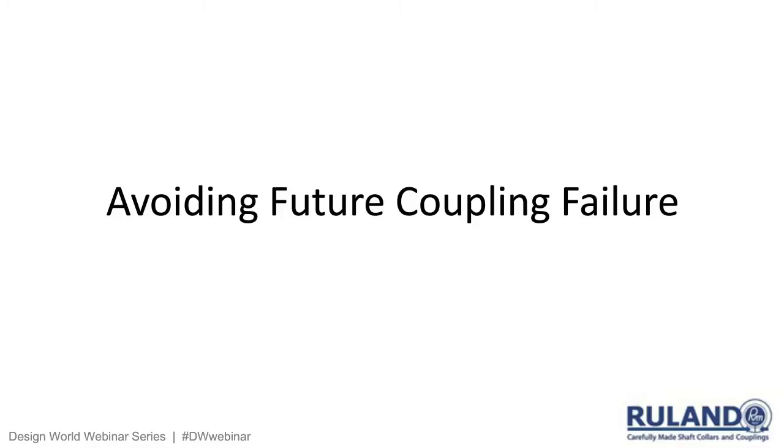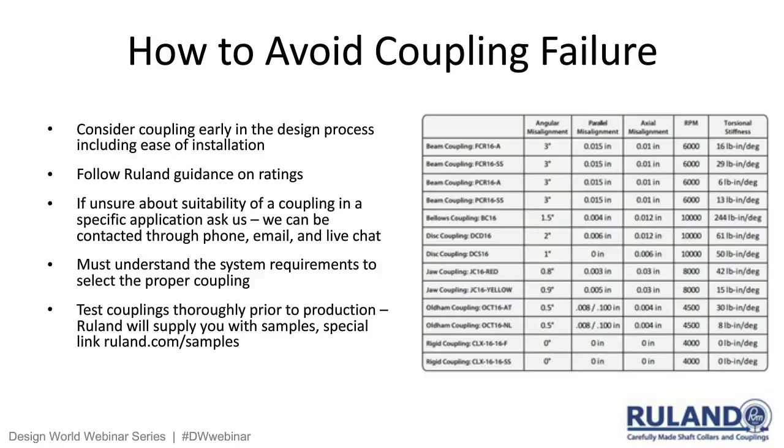Avoiding future coupling failure. How to avoid coupling failure. Here's a chart that shows different types of couplings: beam type, bellows type, disc type, jaw type, Oldhams. It gives you an idea of the amount of forgiveness for misalignment, angular and parallel, each one will give you. So it's a quick visual chart that gives you an idea how forgiving the different types are, gives you an RPM rating, and so forth.